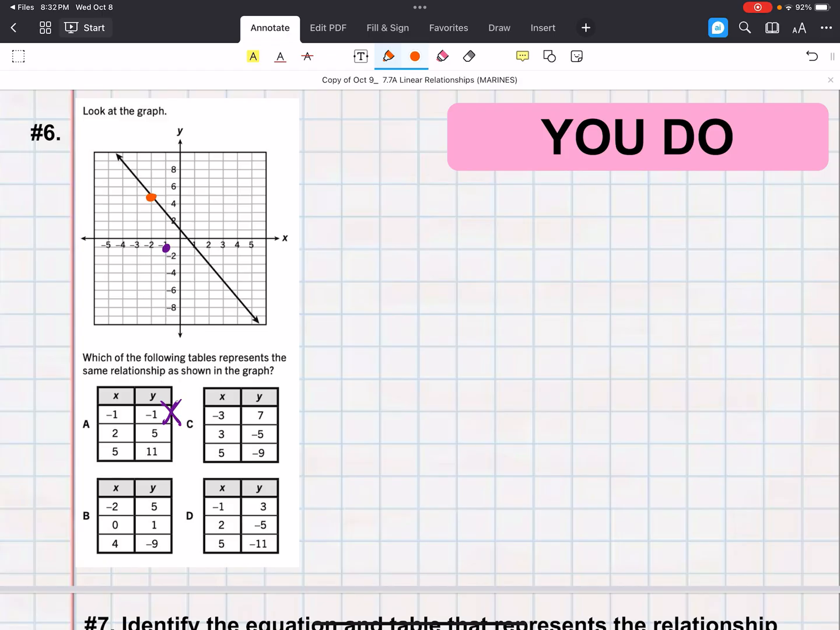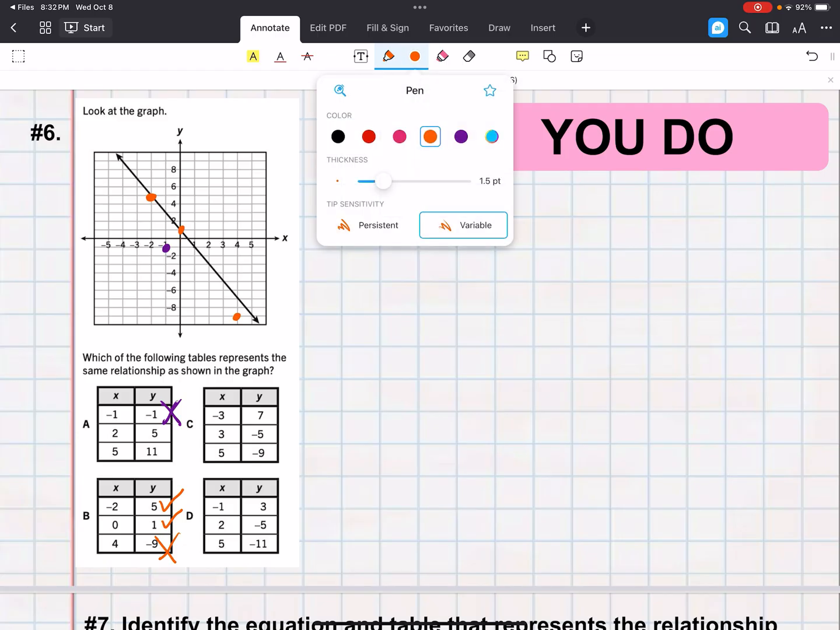Now we look at the next point. When X is 0, Y is 1, our initial amount, our Y-intercept. That did fall on our line as well. And then lastly, when X is 4, so I go to the right 4, Y is -9. Notice how this point did not fall on our line. So B cannot be our answer because it has to have all of the ordered pairs. Let's try our next one.